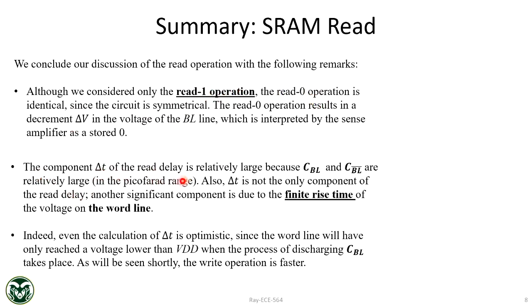The component delta T of the read time is relatively large because bitline capacitance is large. Discharging bitline is a time-consuming process, right? So that's why read is slow compared to write. Slow means still in nanosecond, say 4 or 5 nanoseconds. There is not just bitline discharge time; it also takes some time to rise the word line, because word line is going from 0 to VDD, and word lines are also big, entire row. So both these times constitute total time for read.